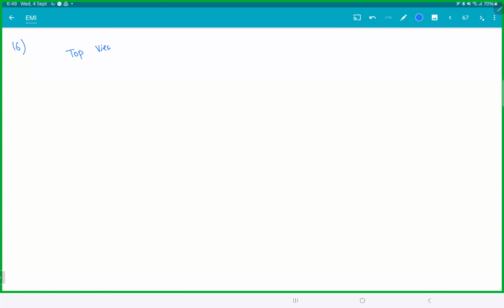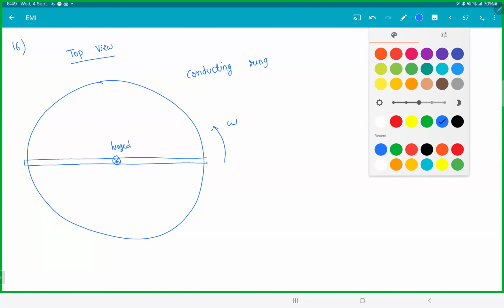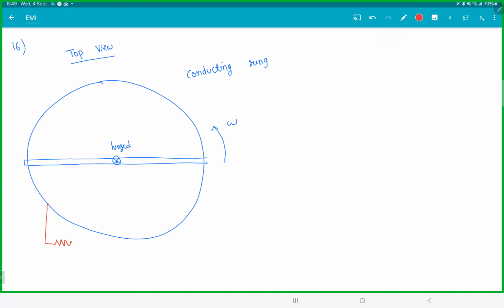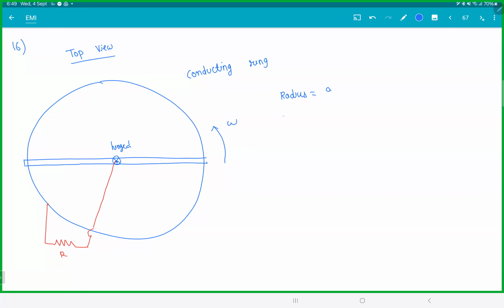Next one, top view. We have a conducting ring. So we have a rod here. This is hinged at the center. This whole setup is rotating with omega. You attached a resistance R and you connect it to the center. The radius of the ring is A. The resistance of the rod is R, so the rod's resistance is also R and the external resistance is also R.